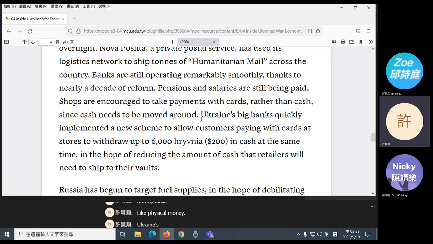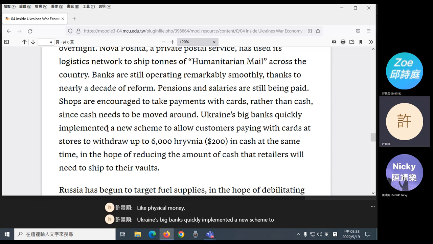Ukraine's big banks quickly implemented a new scheme to allow customers paying with cards at stores to withdraw up to 6,000 hryvnia, or $200, in cash at the same time, in the hope of reducing the amount of cash that retailers will need to ship to their vaults. Right? So physical money needs to be sent to vaults, 金库. So shops encourage using cards.